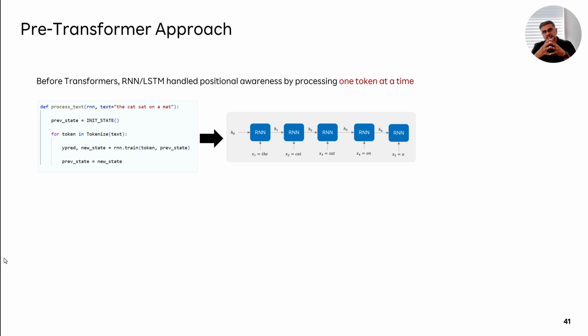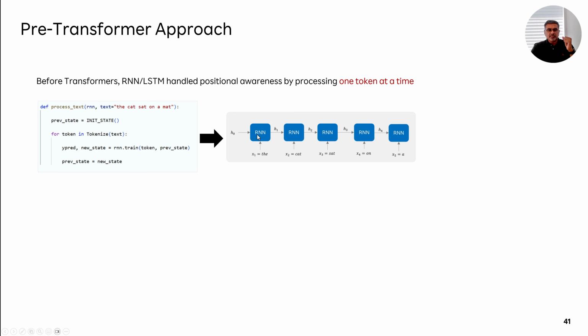So before the transformer, the state of the art neural network architectures were recurrent neural networks and LSTMs. And the way they handled position information is that they would process one token at a time. Like, for example, if they're trying to understand the meaning conveyed by "the cat sat on a mat," this is the pseudocode. What you do is that you start by initializing some state. Usually it's all zeros. Then you tokenize this. You get 6 tokens.